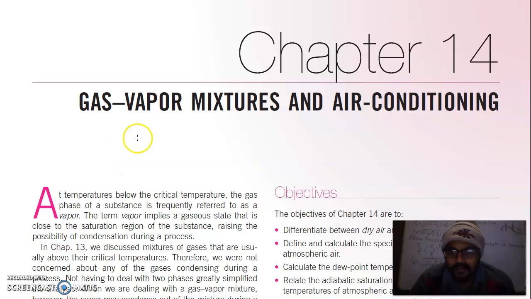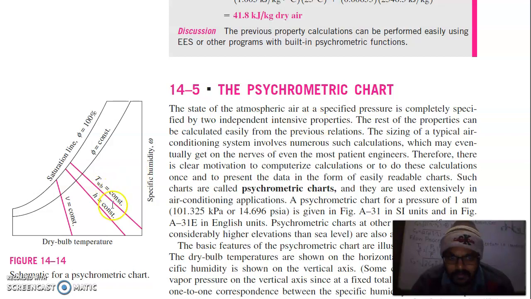Good morning. Today we'll start with gas vapor mixtures and air conditioning. The psychrometric chart. So this is the schematic of the psychrometric chart. This is specific humidity omega. This is dry bulb temperature. This is the saturation line where humidity is 100%. This is a constant humidity line. On this line volume is constant. This is an isothermal line, and this is where your wet bulb temperature is constant.